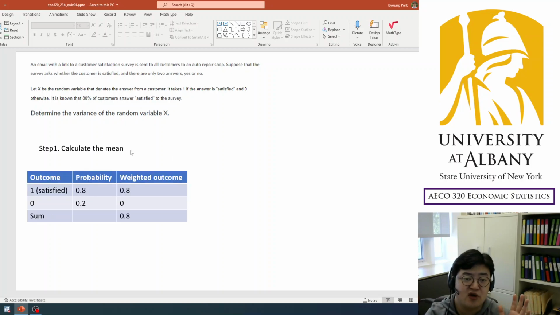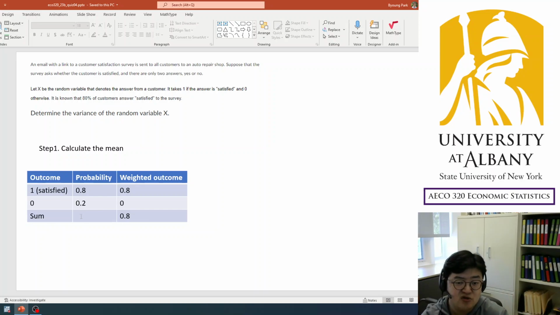Then you get a probability distribution. We know the probability of satisfaction. So 1 happens with 80% of customers and 0 happens with 20%. And then it is easier. Calculating the mean is multiplying probability by outcome and summing. Then you get 0.8, right? So 1 happens with 80%, 0 happens with 20%, so it is natural to have a mean of 0.8.